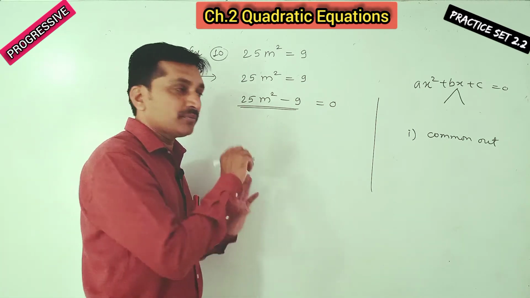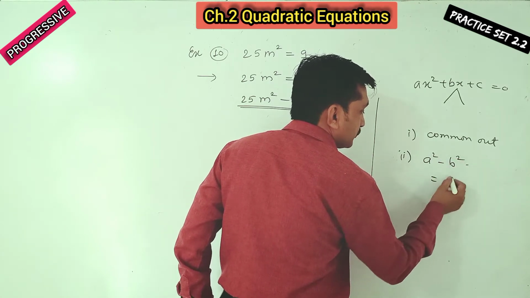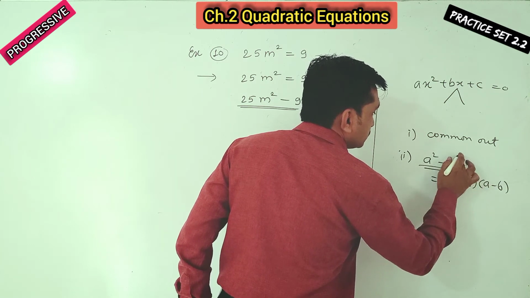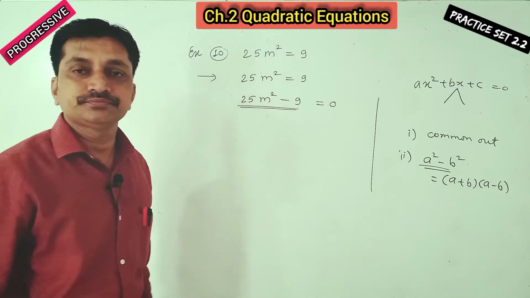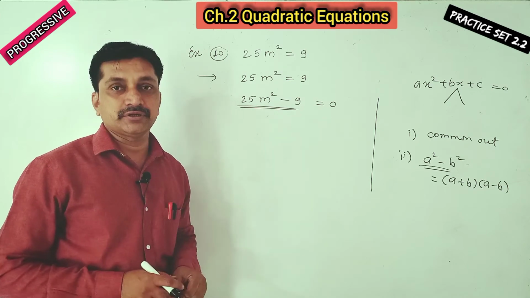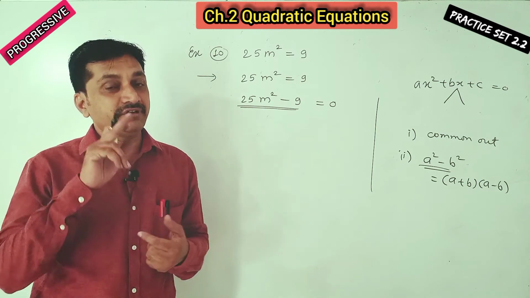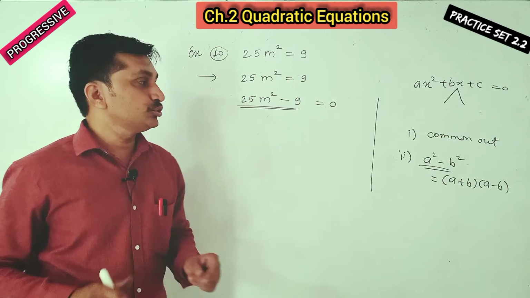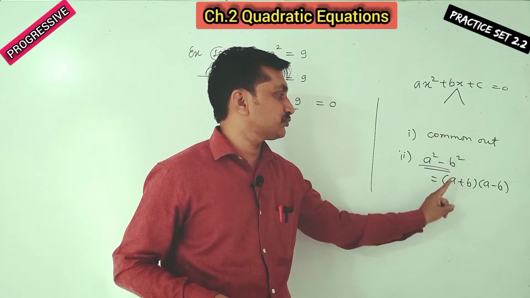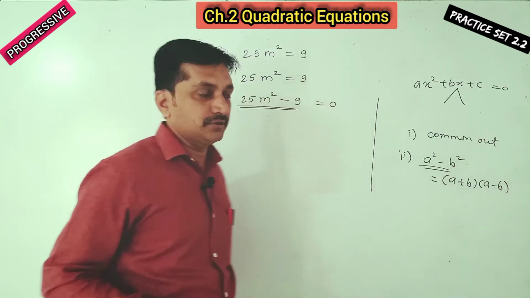If we cannot take common out, then you use the difference formula: a square minus b square is equal to a plus b, a minus b. You have to use this formula if you cannot take common out. That is for a binomial. If it is not possible to take common out, you use the difference of squares formula: first term plus second term, first term minus second term.